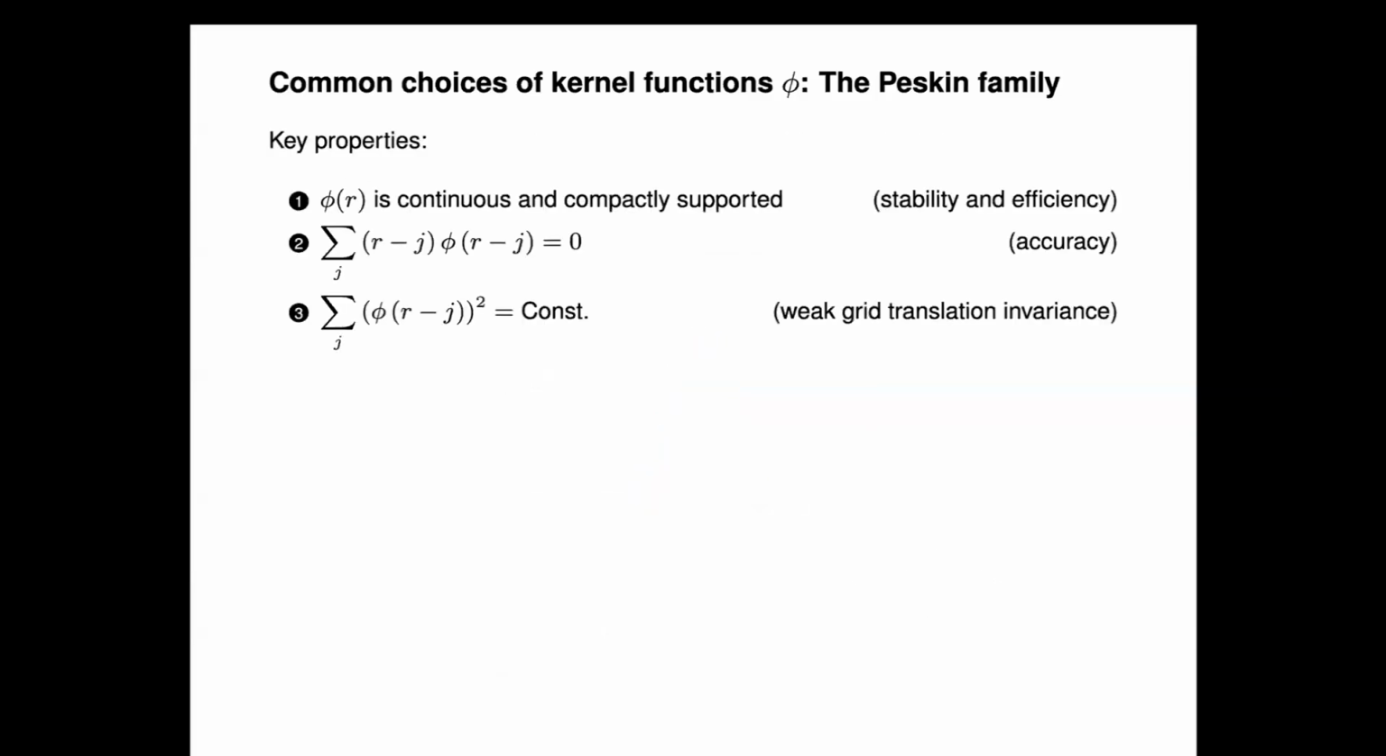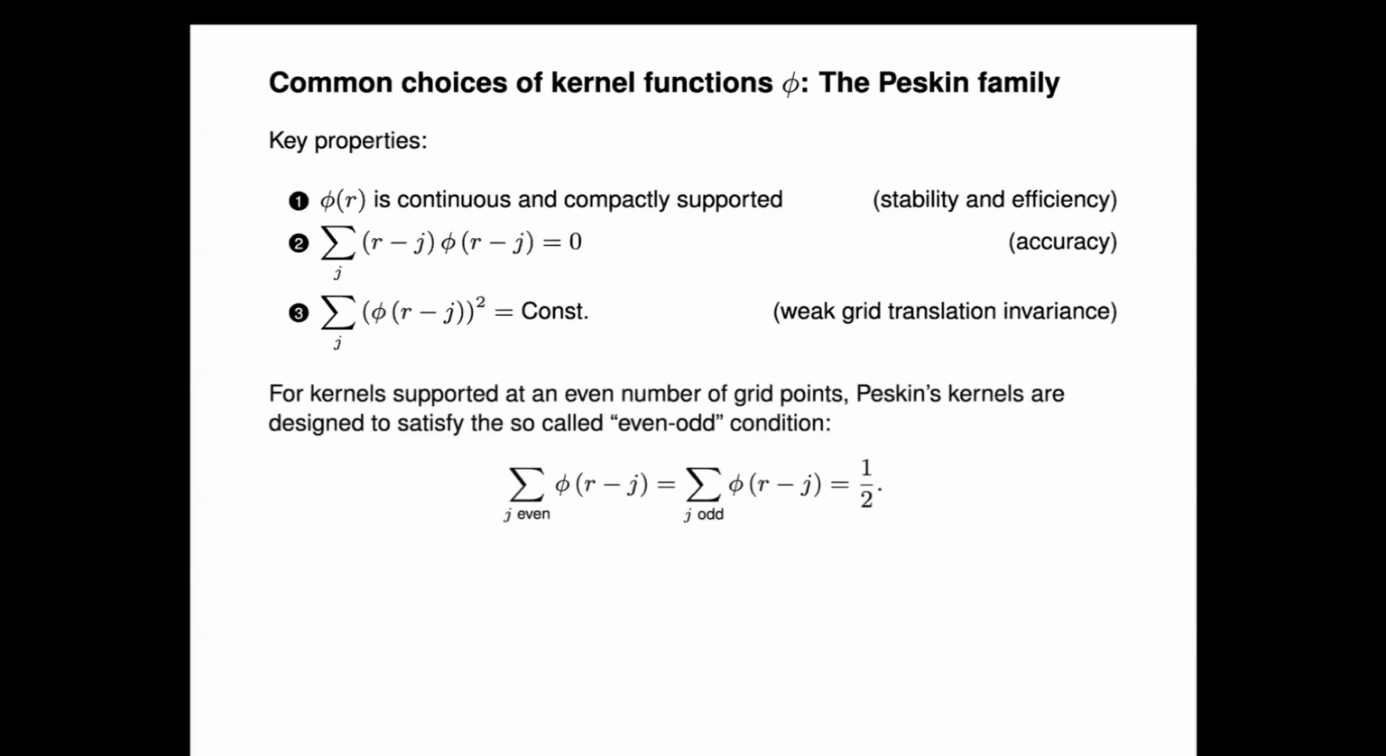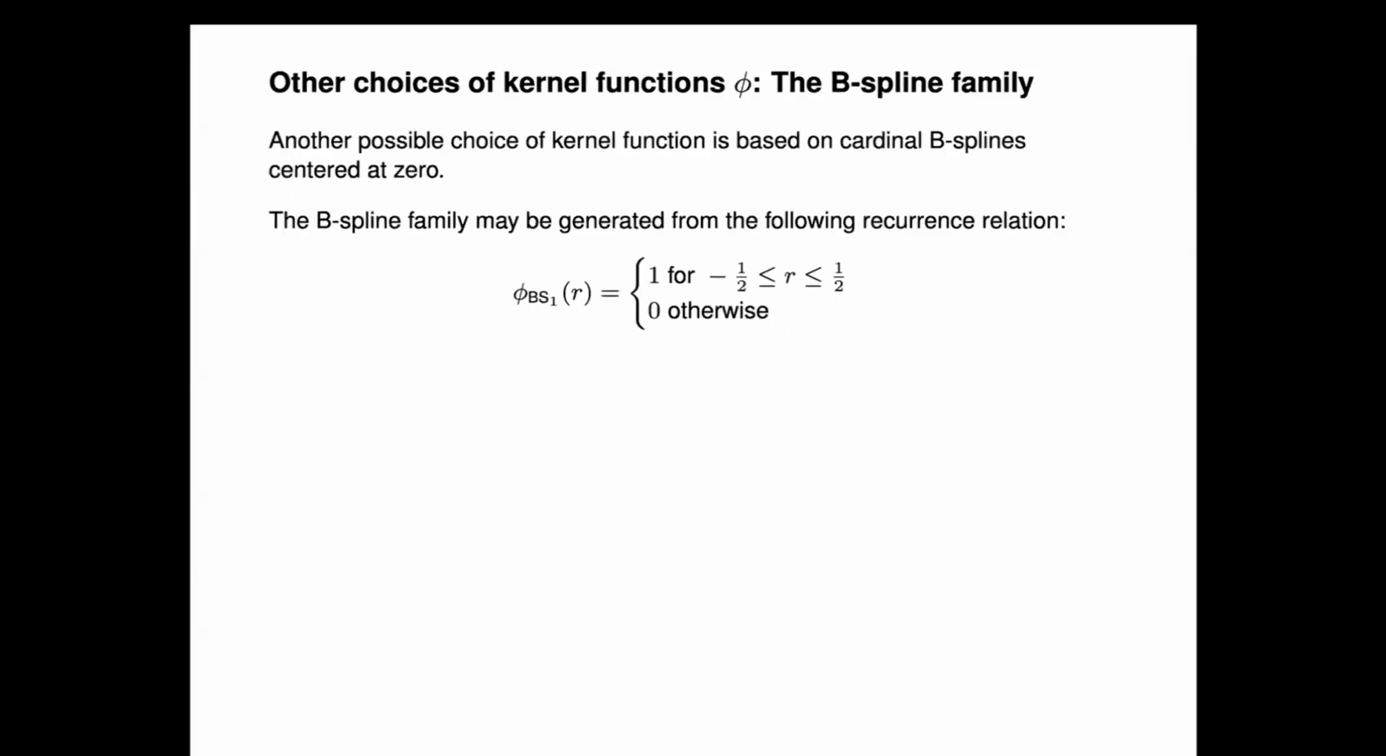So the sum of squares condition says that the sum of the squares of the weights, we want it to be a constant independent of where the regularized delta function is concentrated on the grid. And then this is sort of a combination of the first and the second moment conditions. This is the even-odd condition. So if we sum over even grid points and over odd grid points, we want to get 1/2. And so together, those ensure that the function satisfies the sort of 0th order moment condition.